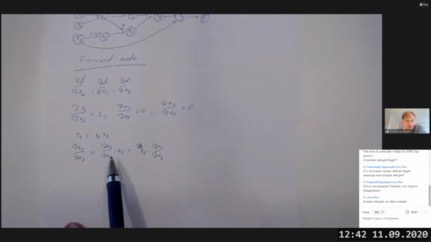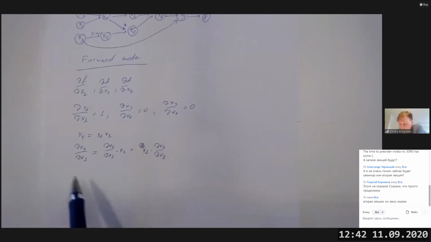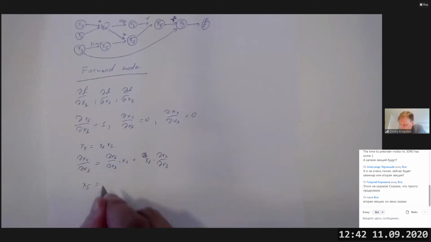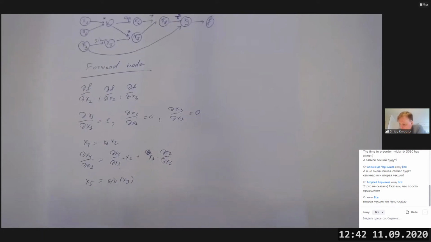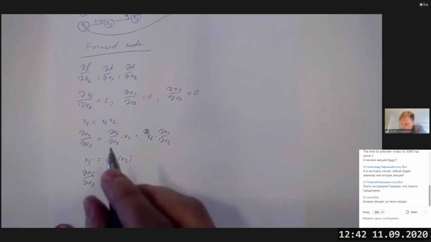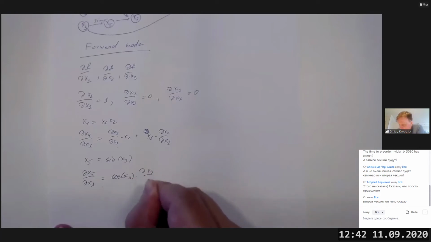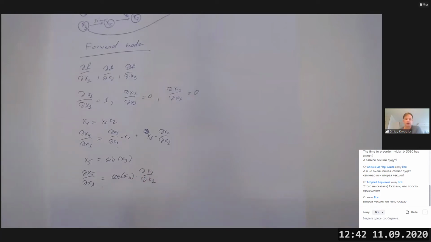And we use these two derivatives from the previous iteration from our initialization. In a similar way, if we need to calculate, say, x5, which is the sine of x3, then we calculate this derivative using the chain rule: cosine of x3 times the derivative of x3 with respect to x1.